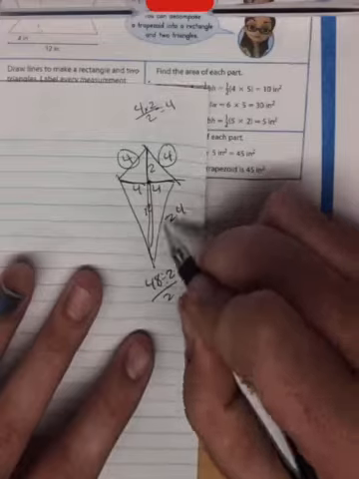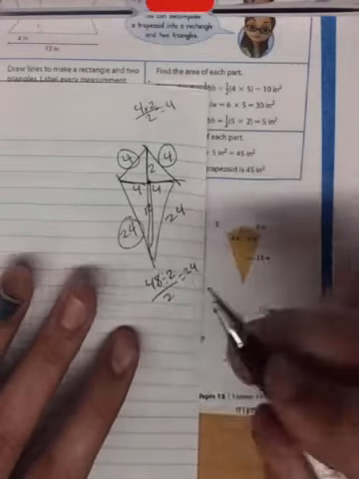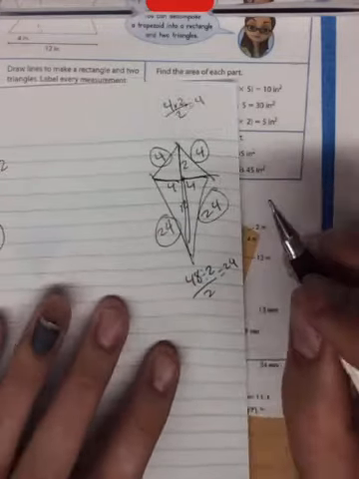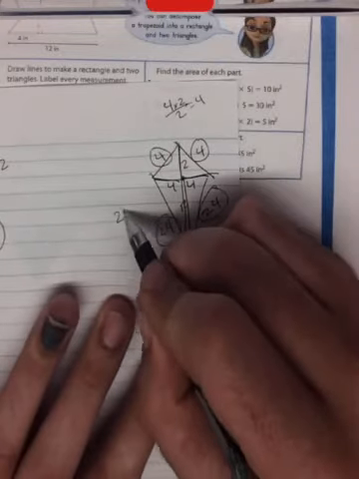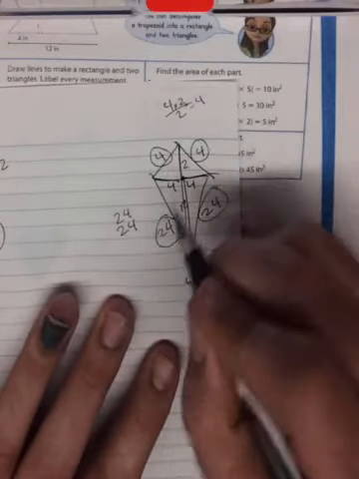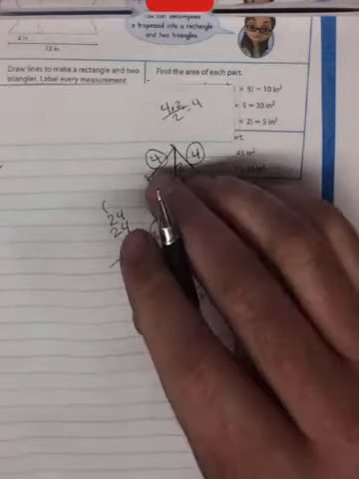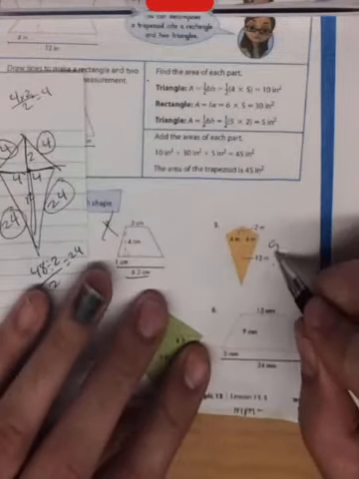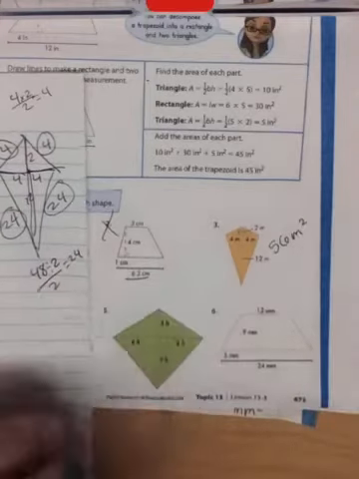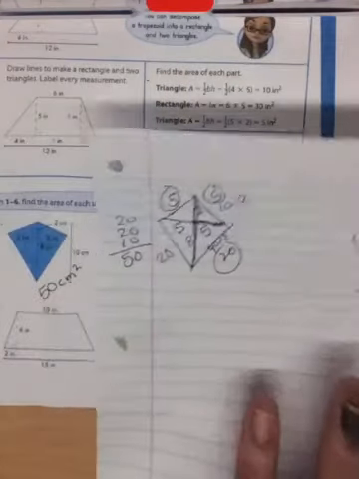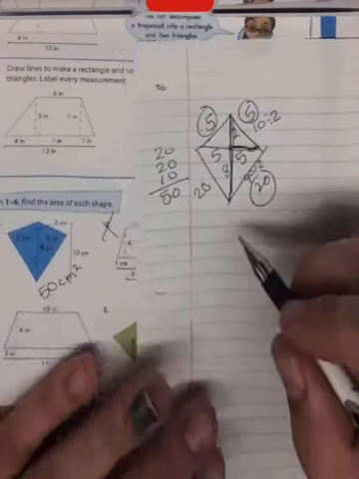So each of these are 24 and 24. Okay, so 24 plus 24, 4 and 4 make 8. Okay, I get 56 meters squared. Okay, so here we have a trapezoid.